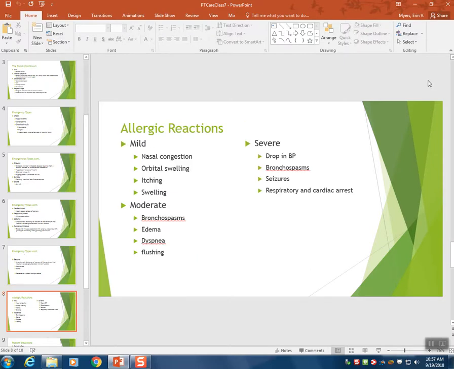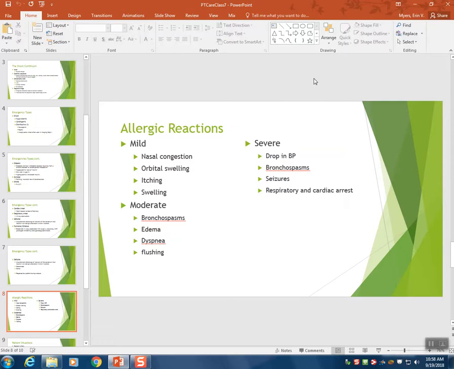Now, different types of allergic reactions, and this can fall under the anaphylactic category as well. You have mild, moderate, and severe. Your standard mild allergic reaction may be nasal congestion. You may get some swelling around the eyes. You may start itching. Itching doesn't necessarily mean that you get hives, but you can just start itching due to the medication that was administered to you. You can start getting swelling, so a little bit of edema around the area or around the eyes, maybe on the arms or fingers, depending. Maybe at the IV site, you might have some swelling.